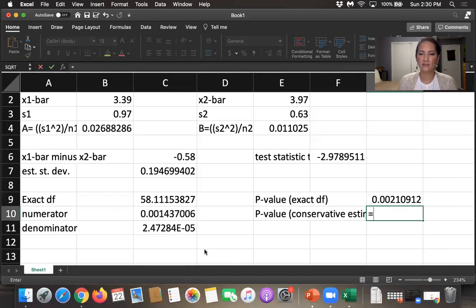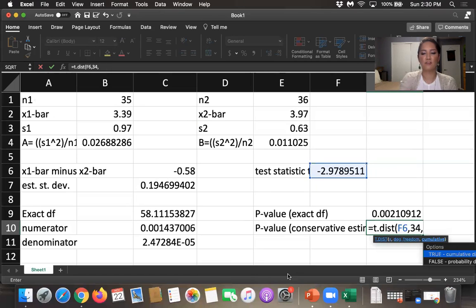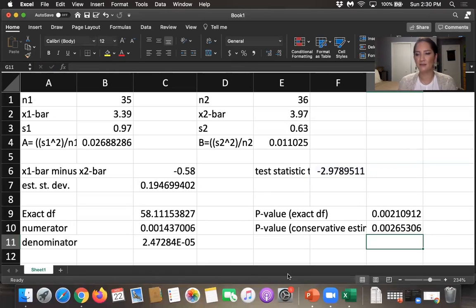And then for the conservative estimate of the number of degrees of freedom, the p-value is still given by the same formula, t.dist in Excel, and you enter the test statistic. But this time for the number of degrees of freedom, rather than using this 58 degrees of freedom approximately, you're looking at the two sample sizes, which were up here. You've got 35 and 36. You subtract 1 from each of those, so you get 34 and 35, and you take the smaller of those two. So we have 34 degrees of freedom. We still want to say, yes, we want the area to the left.